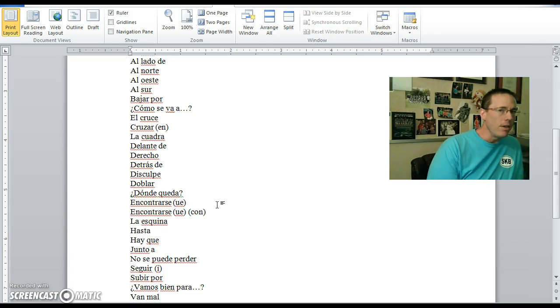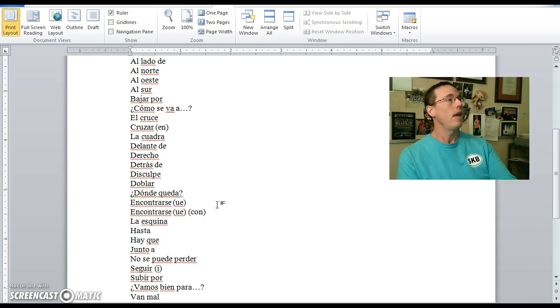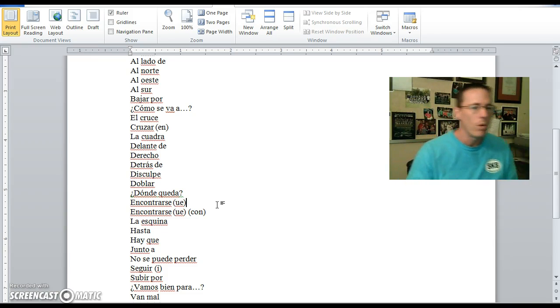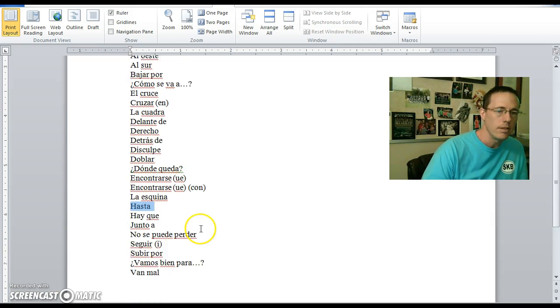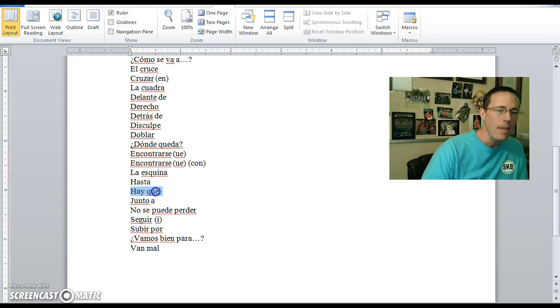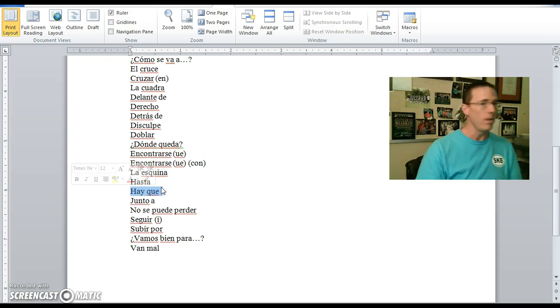It means to find or to encounter, but like if you're out looking for something and someone says, te va a encontrar a la esquina, you will find it on the corner. We don't usually say that as much in English, but it means it will be on the corner. We'll work more with it in class. La esquina is, of course, corner. Hasta means until. Hay que means one must. Like, hay que estudiar mucho. One must study a lot.